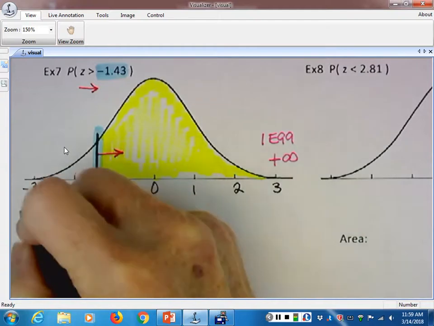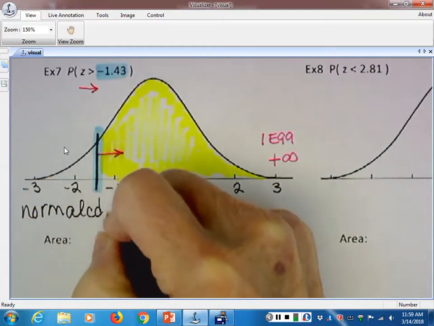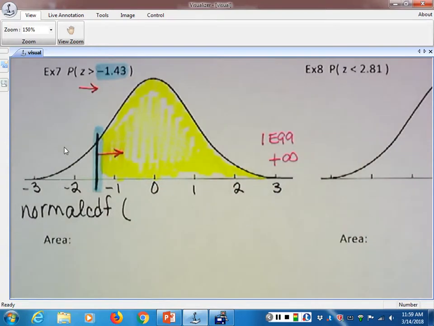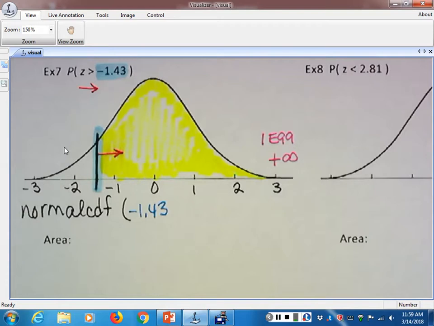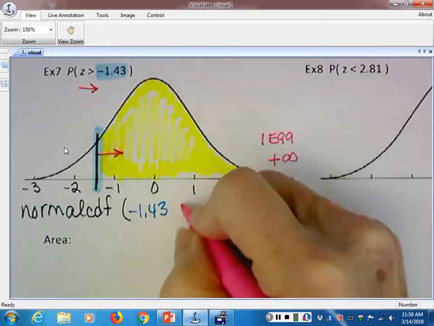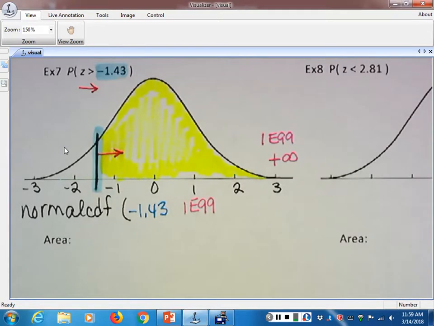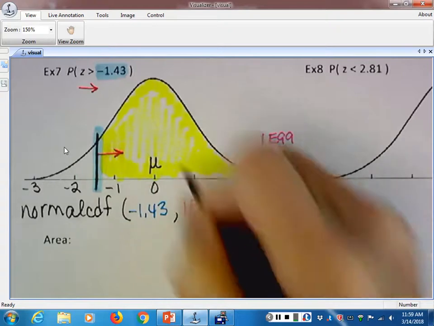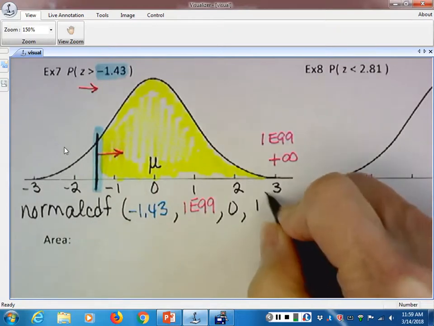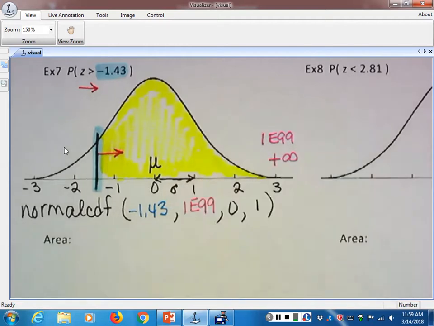So same convention. Normal CDF, negative 1.43 to positive infinity, with a mean of 0 and a standard deviation of 1, because this is 1. And that's the value of sigma. Okay?